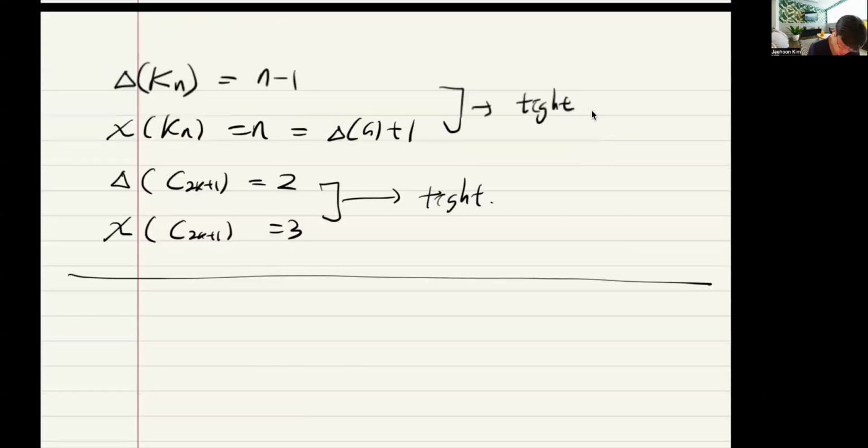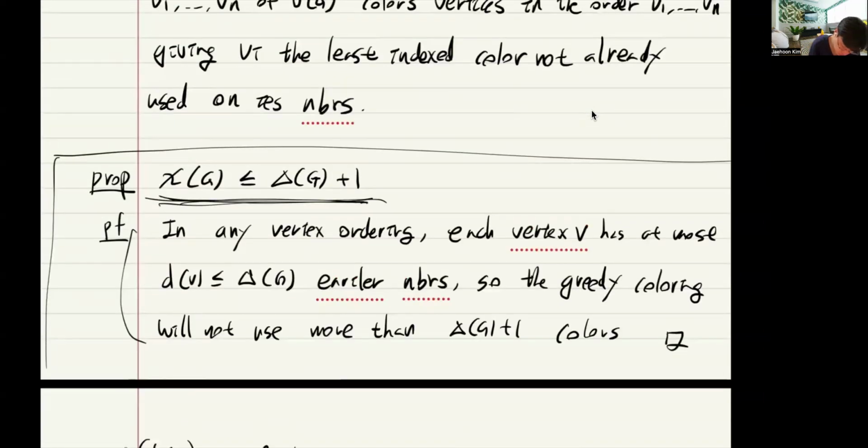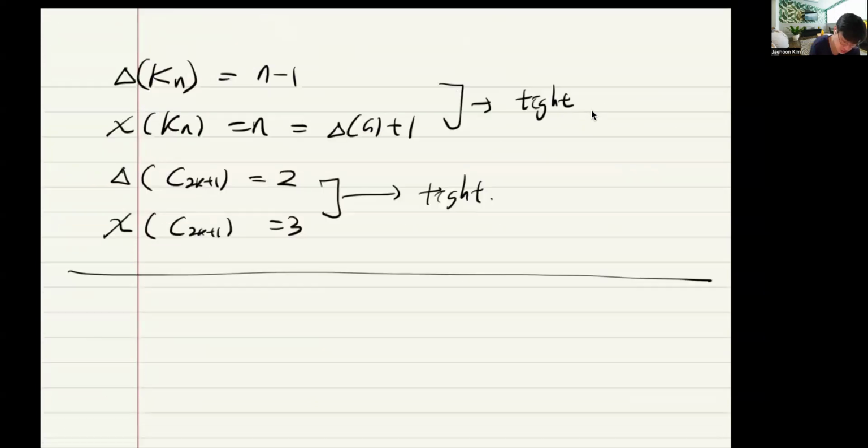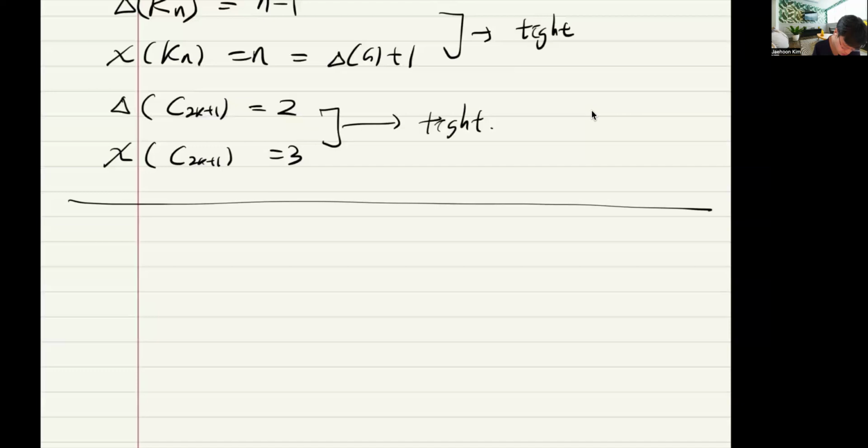Okay. But if you see this proof, what's the important thing? The important thing was this number of earlier neighbors. Then how do we minimize this number of earlier neighbors?